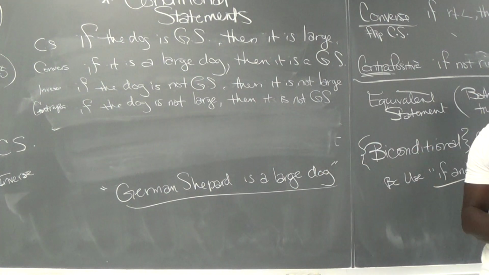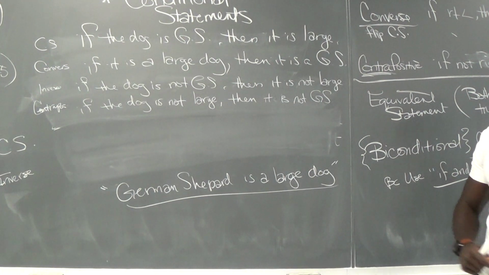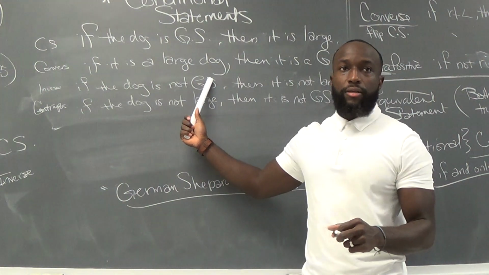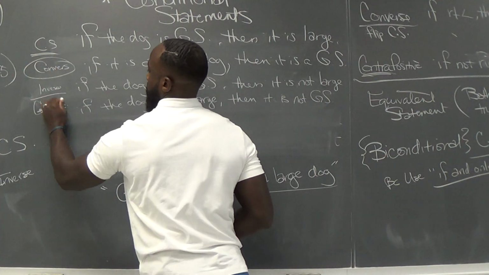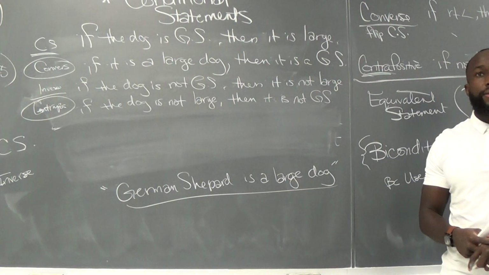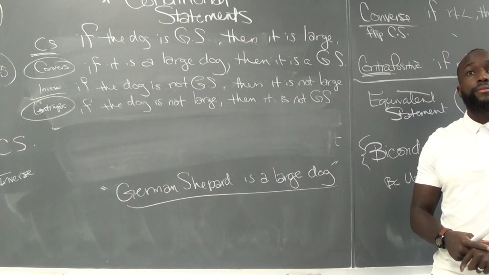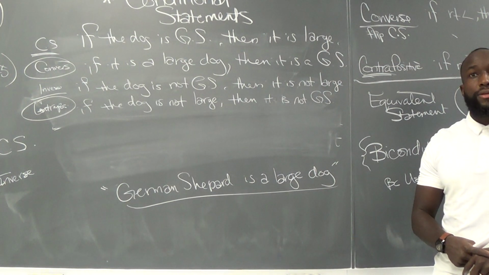Alright, yes ma'am. Can you switch it around, or do you have to say no? Switch it around and what? If it's not a German Shepherd, then it's not large. That's the inverse. So the inverse changes this around. The converse is the contrapositive, they go together. What's the other one below the inverse one? The contrapositive.